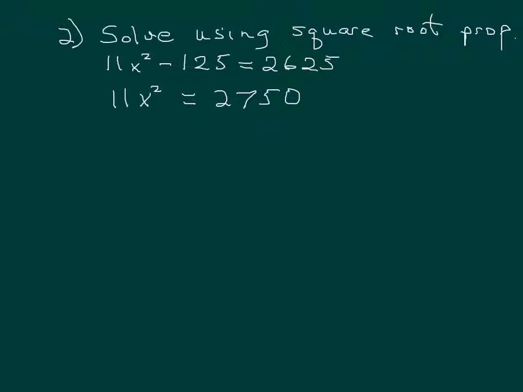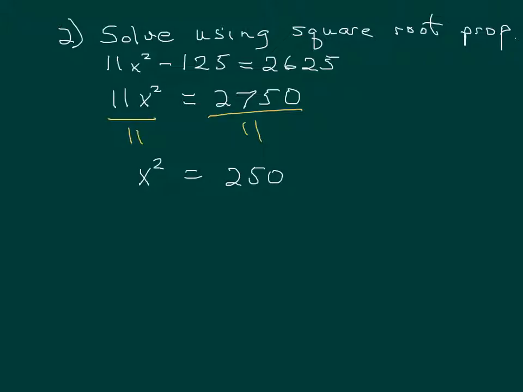Alright, but we need x squared by itself. We need a perfect square that is squared on the left. 11 gets in our way, so we're going to divide both sides by 11. And that gives us x squared equals 250. So now we can use the square root property. The square root property says you can take the square root of both sides of an equation and still have an equivalent equation. The reason we want to do that is because our job is to solve for x. That means we need x to equal a number.